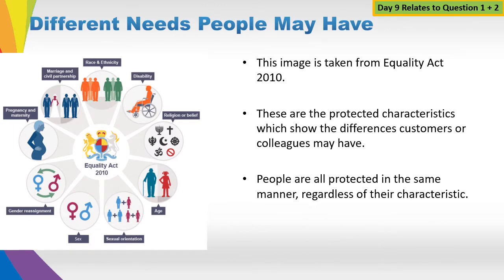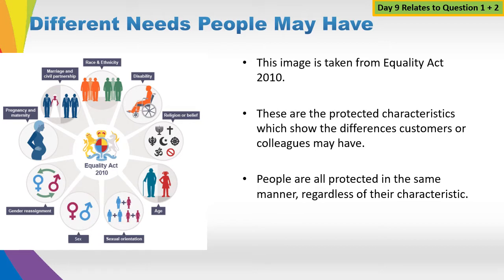So some different needs that people may have. This image here is taken from the Equality Act of 2010, which we looked at yesterday. On the Equality Act of 2010, we have lots of different pictures and words of different protected characteristics which show us the differences that our colleagues or our customers may have. And people are all protected in the same manner, regardless of their protected characteristic.